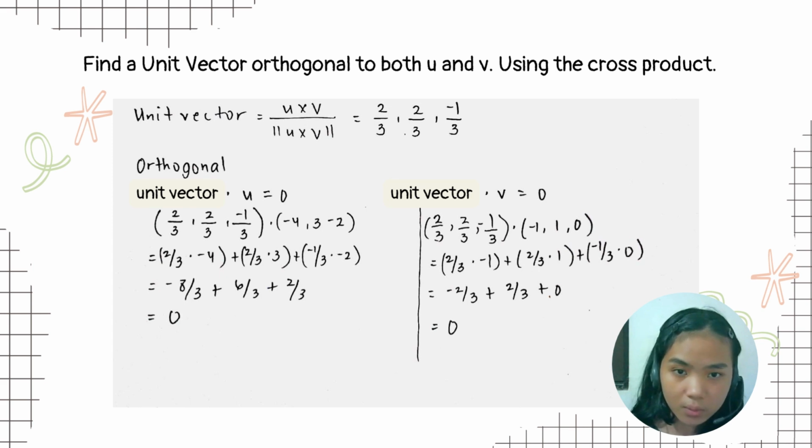And then for the v, we'll just have to do the same. Unit vector times v must be equal to 0. So 2/3 times -1 is -2/3, and 2/3 times 1 is 2/3, and -1/3 times 0 is 0. So let's add this all up. -2/3 plus 2/3 plus 0 is equal to 0. So they're indeed orthogonal to both u and v.